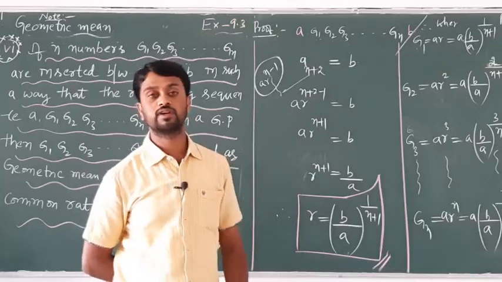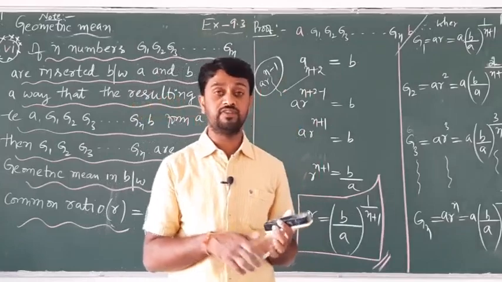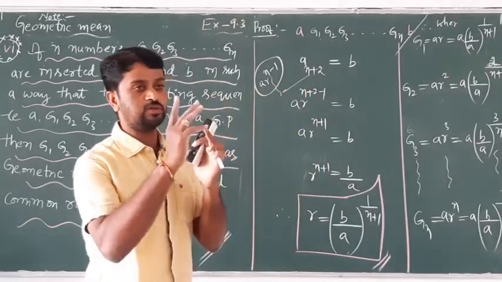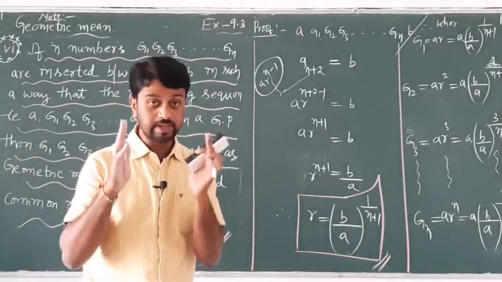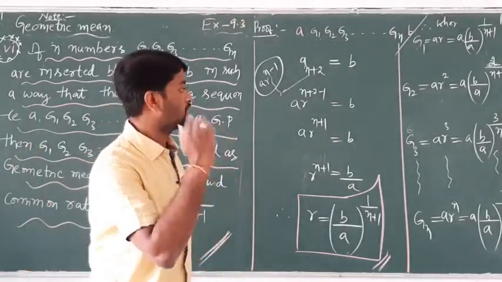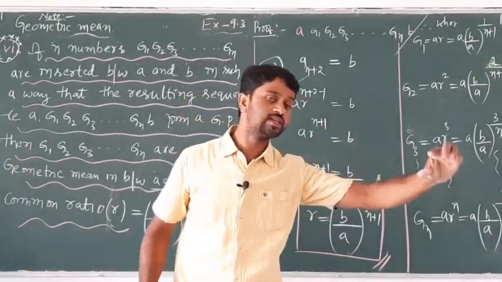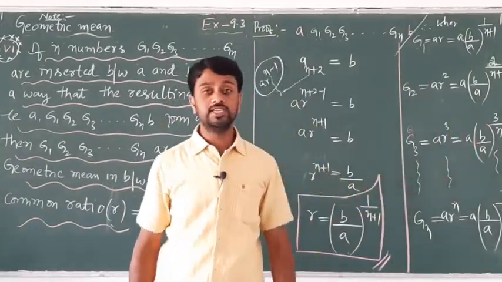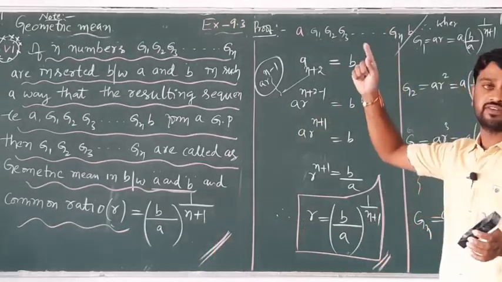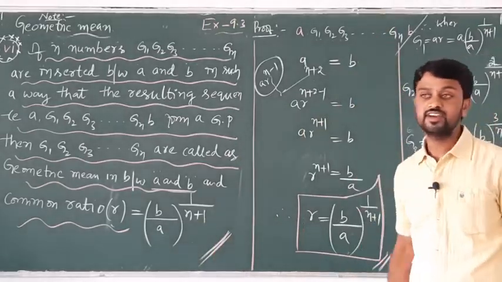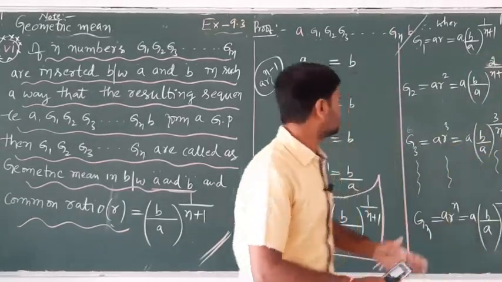In the previous session, the sum of the n arithmetic means, A1 plus A2 plus A3 and so on, is equal to n by 2 into (A plus B). But here, the product of the n geometric means, G1 into G2 into G3 into G4 and so on up to Gn, is equal to (AB) whole power of, tell me anybody? Yes, very good: (AB) whole power of n by 2. Next I will discuss the proof also.